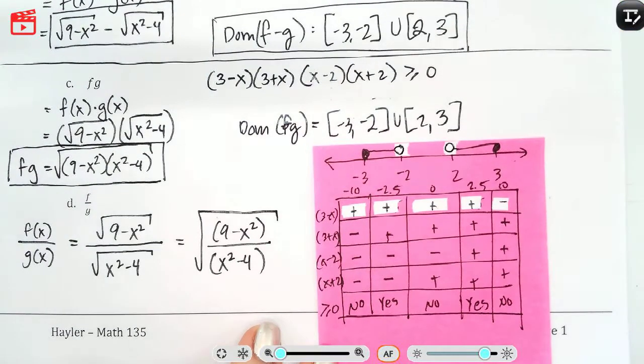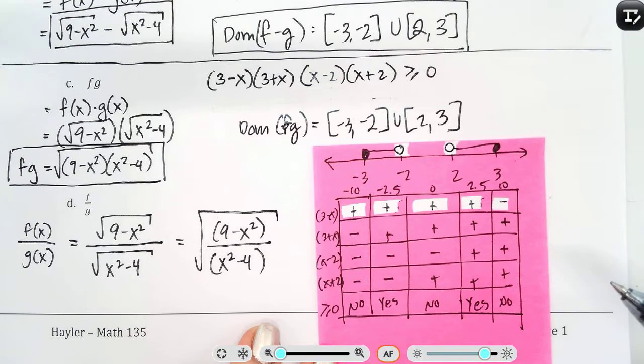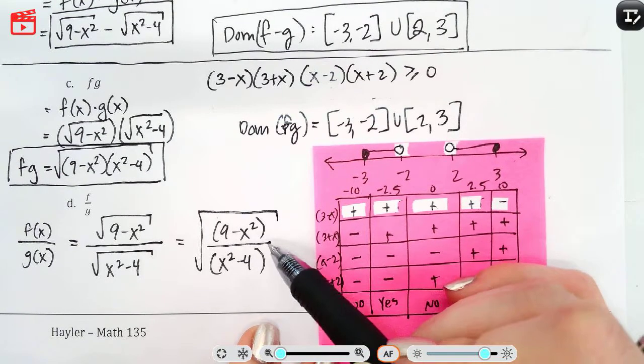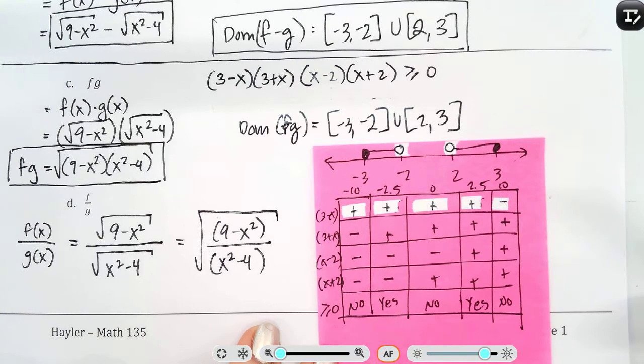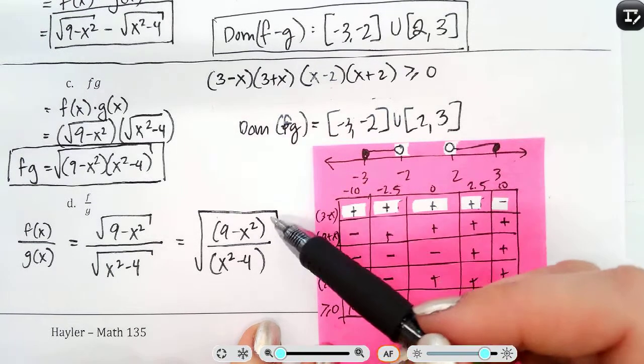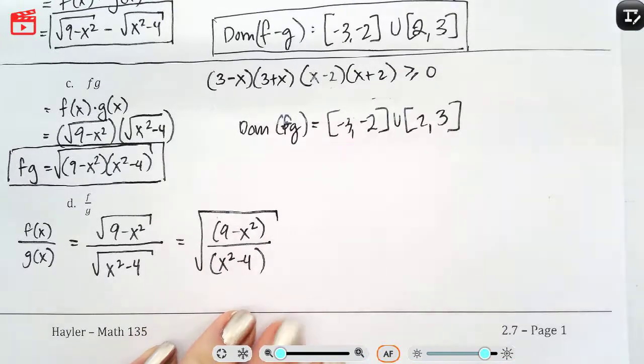Okay, so the exact same thing's going to happen. You would end up taking the test values and everything. But the only major difference is that these values cannot equal 0. But the top ones can equal 0 because they're in the numerator. Okay, so that's my domain.